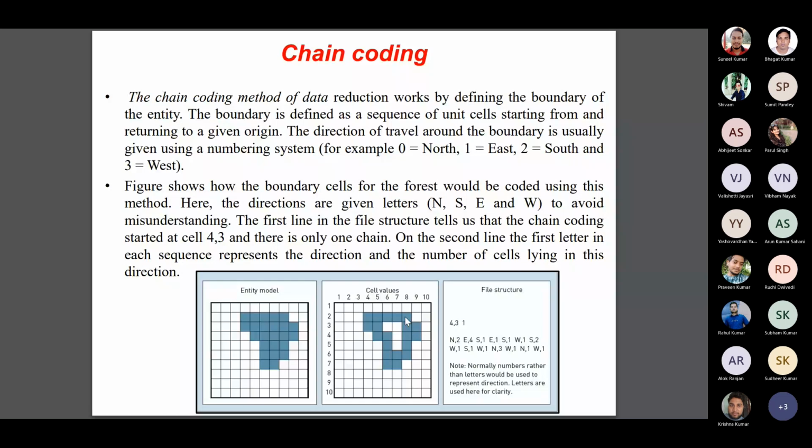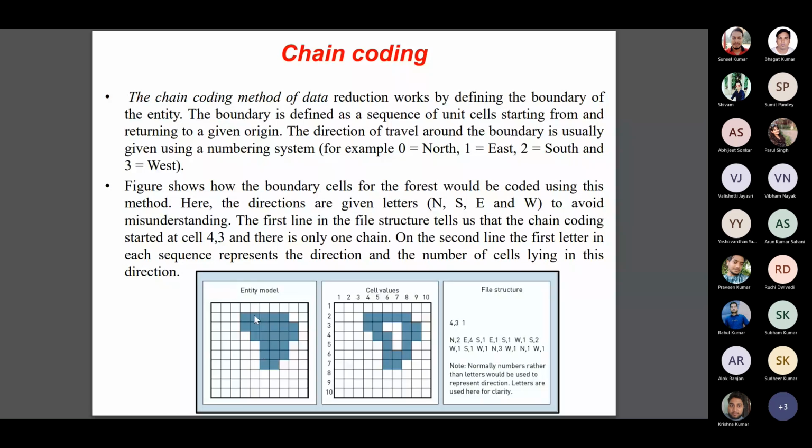So once you have reached this position, then 1 cell towards the south, then 1 cell towards the east, then 1 cell towards south, then 1 cell towards west, then 2 cells towards south, then 1 cell towards west, then 1 cell towards south, then 1 cell towards west, then 3 cells in north, 1 in west, 1 in north, and again the last one is in west. So this is how you will move along the boundary.